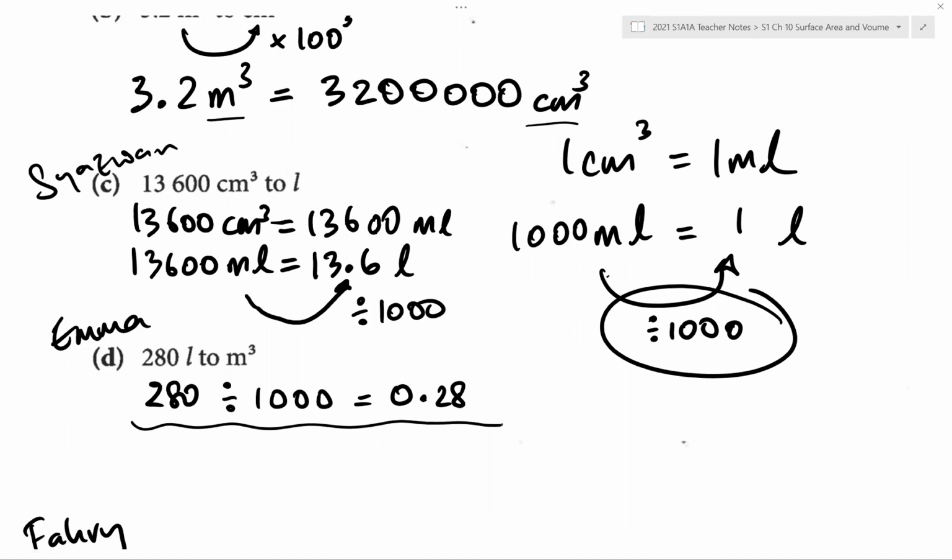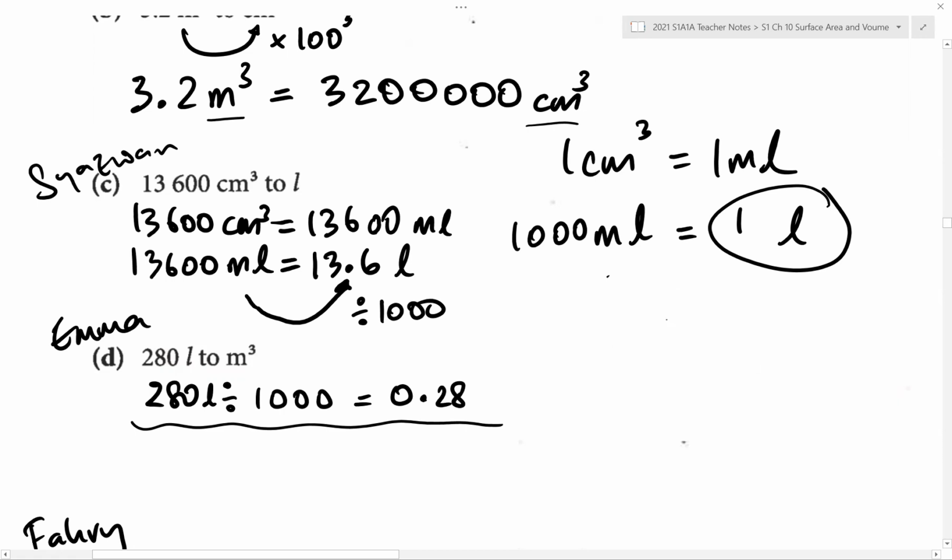So you have to decide. First, we have 280 liters. You don't want to leave it as liters, right? Because from liters cannot go straight away to cubic meters. But from liters, what can we do for liters? Just now, Shazwan went from milliliters to liters. So what can you do?